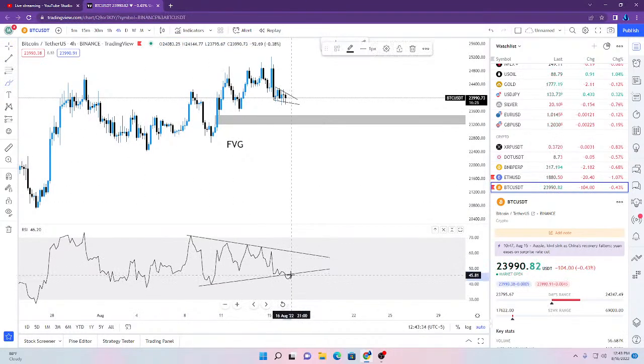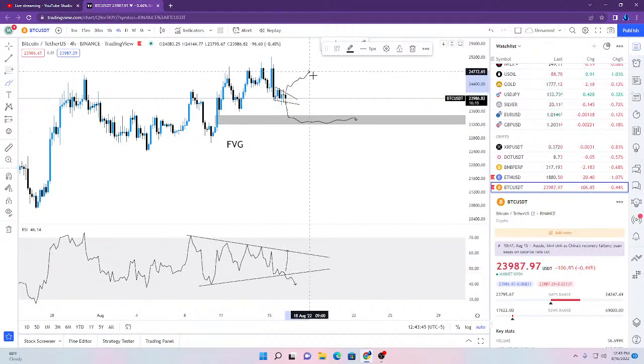If we break this toward the downside, then obviously the market will be fulfilling this FVG, fair value gap. But if we break this towards the upside, then the falling wedge will be broken and we are all set to pump. This is where we'll be opening longs on the breakouts.